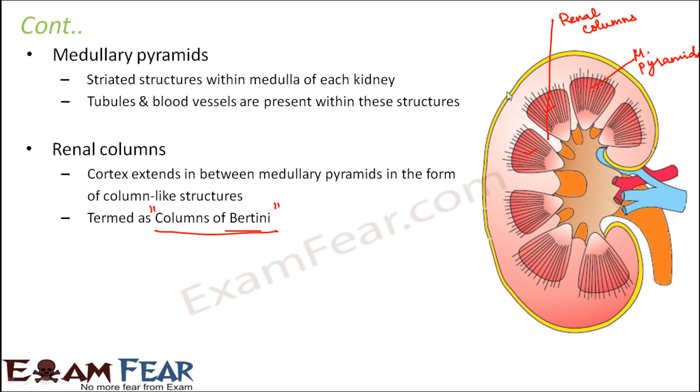So by now we know all the parts. Let us have a quick review. This was the capsule, the yellow colored coating. Just inside the capsule you have the cortex, then you have the medullary pyramids and then the renal columns. Now this funnel shaped structure was the renal pelvis. This renal pelvis again has its projections which are called minor or major calyces, and this region is called the hilum. This is the portion through which the ureter and the blood vessels enter into the kidney. So these are the different parts of the kidney.